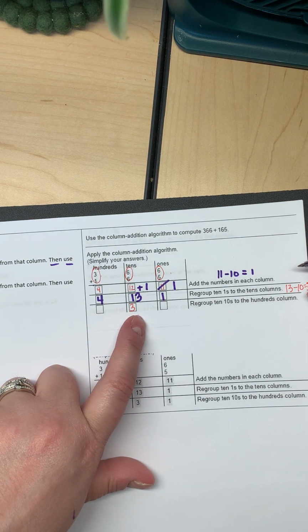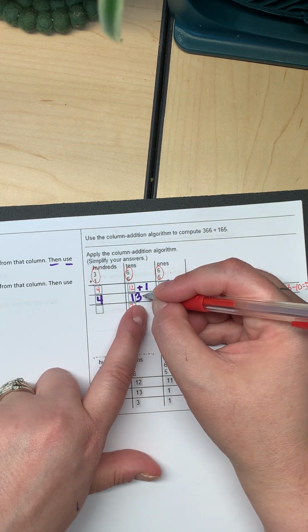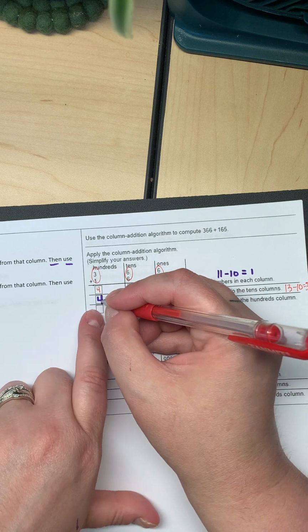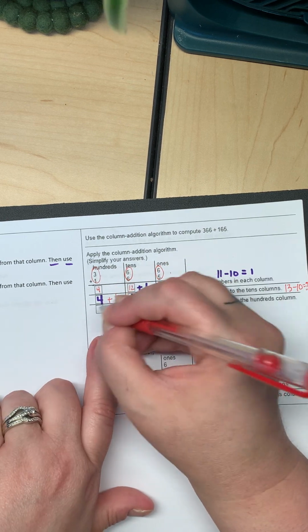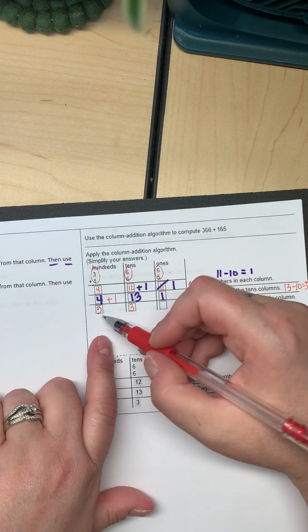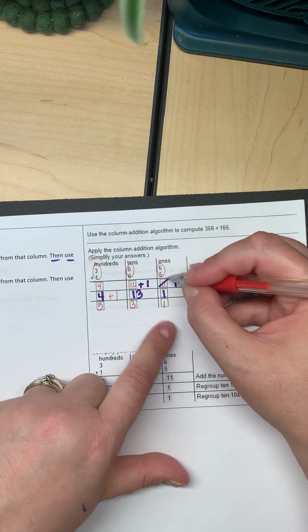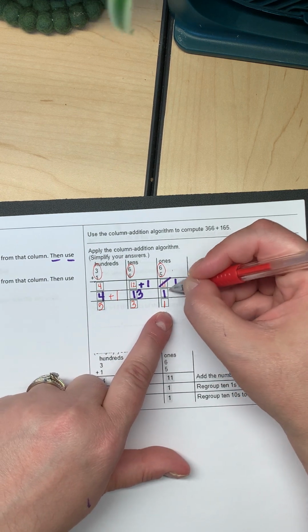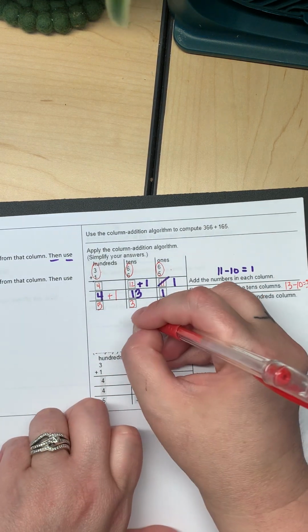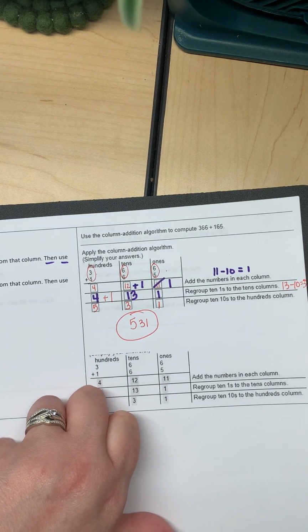But since I subtracted 10 from this 13, I have to bump up the hundreds by 1. So I have 5, 3, and then a 1 from this 11 that turned into a 1. So my final answer is 531. Woo. Okay, let's do another one.